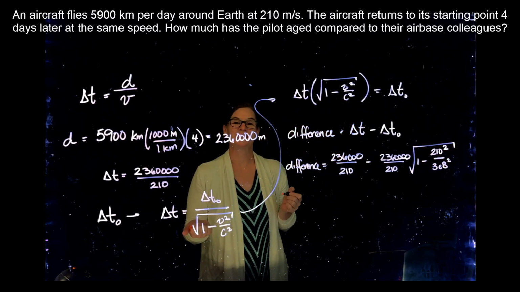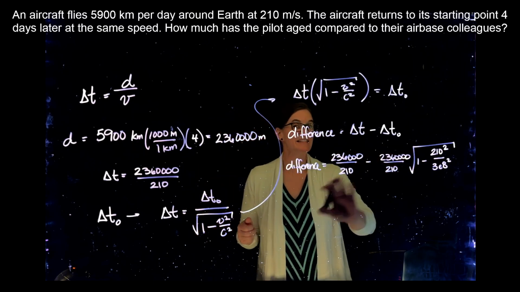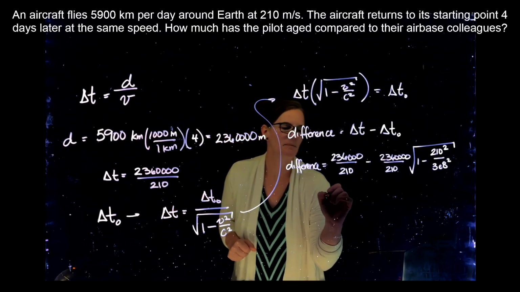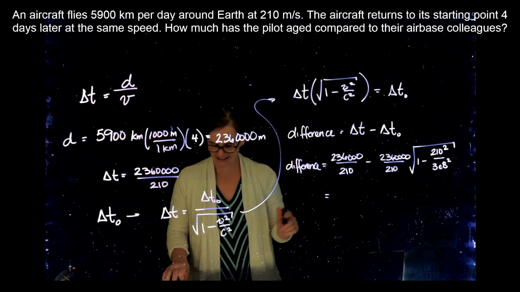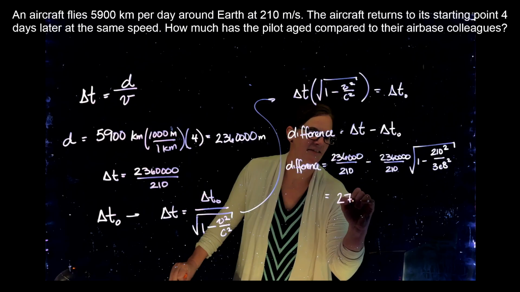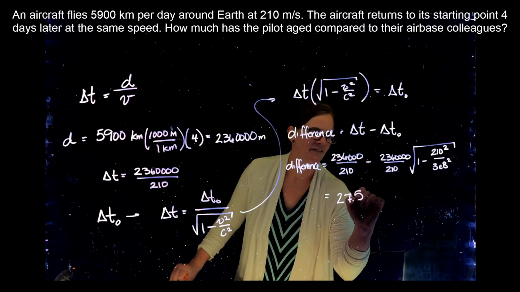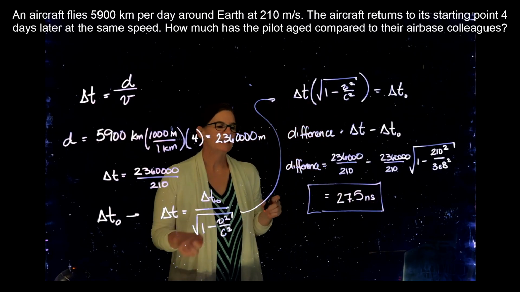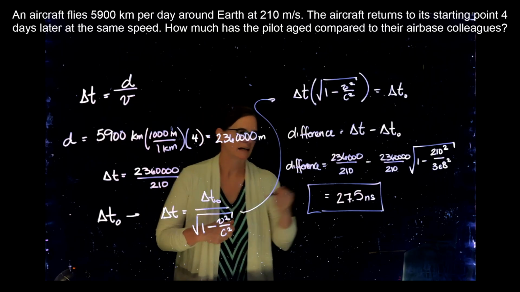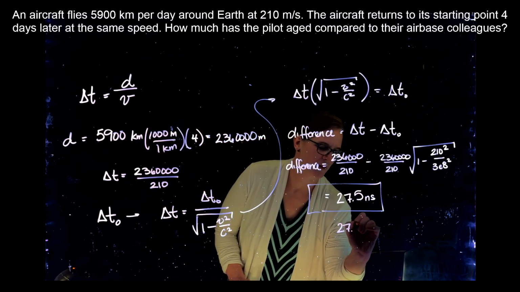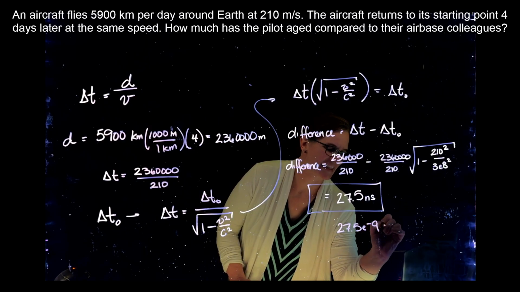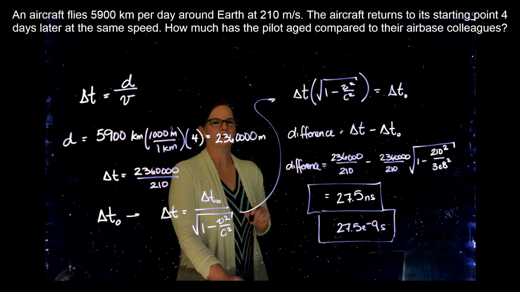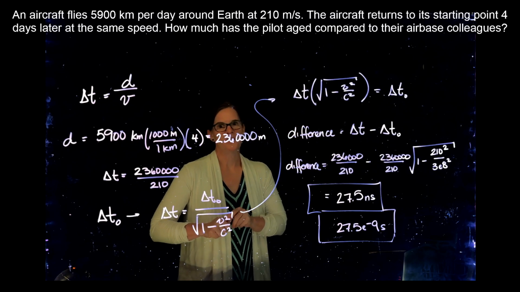That's the number that we're interested in. And we kept it all in its numbers because these are really, really tiny numbers. So when we plug that in, we find that the difference in time is 27.5 nanoseconds. So after that trip, the pilot is 27.5 nanoseconds, so that's 27.5 times 10 to the minus 9th seconds. Really tiny. Younger than his colleague on Earth.